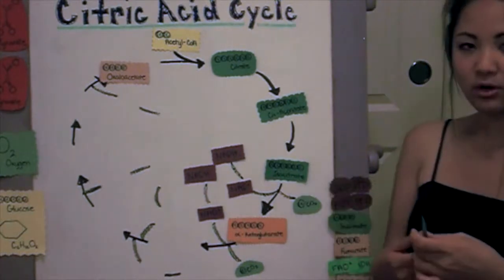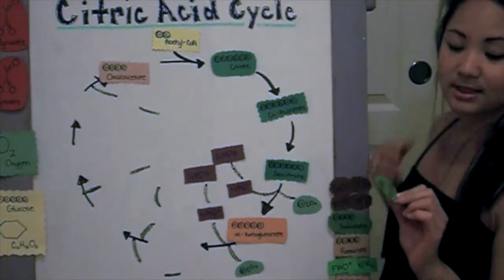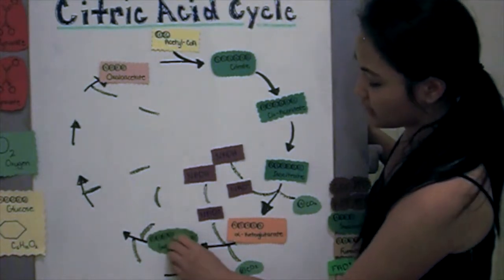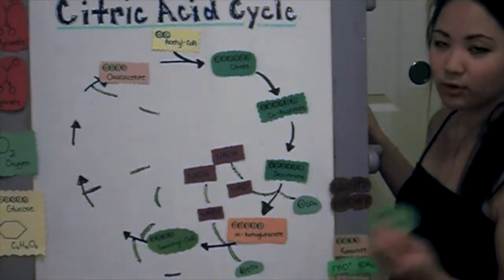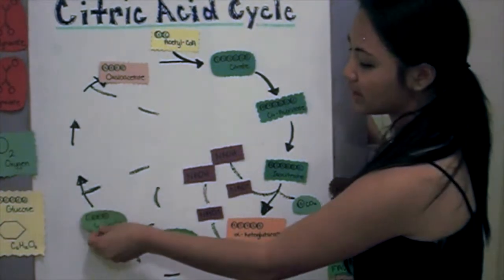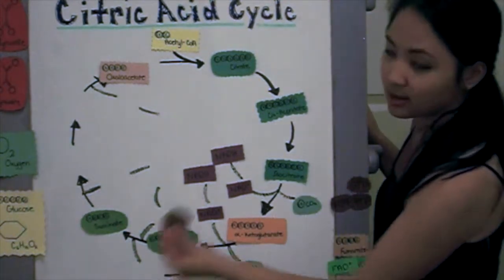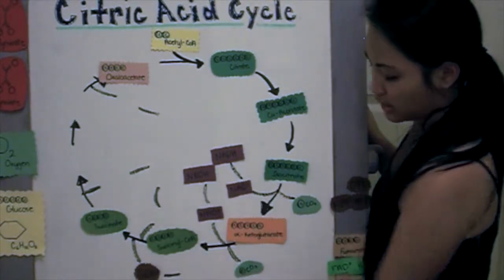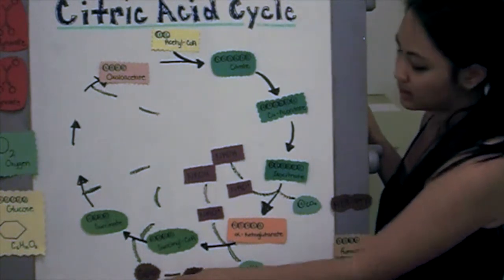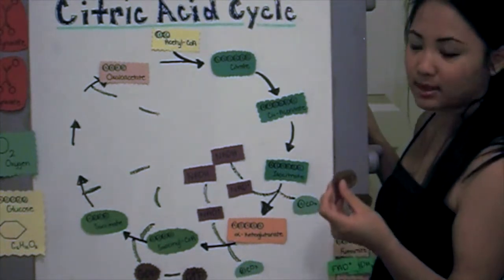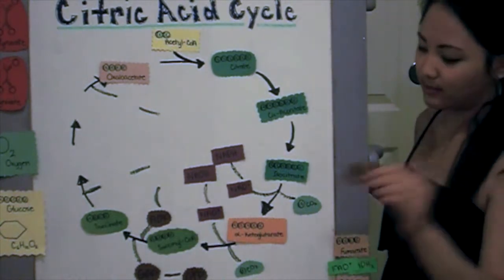Now we have a 4-carbon molecule as the next step of the citric acid cycle, known as succinyl-CoA. Succinyl-CoA becomes another 4-carbon molecule known as succinate, and in the process, a GDP becomes phosphorylated to make GTP. GDP is essentially ADP, and ADP becomes phosphorylated to make ATP.